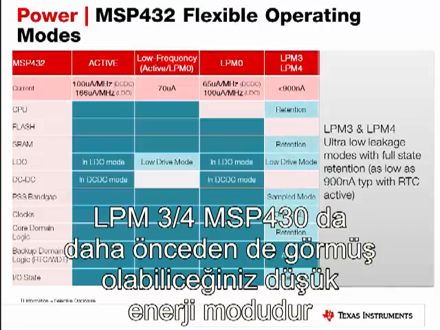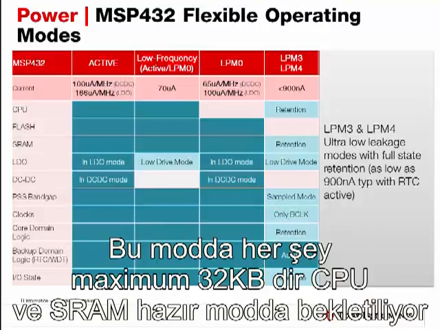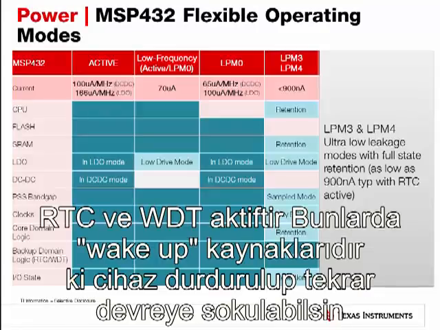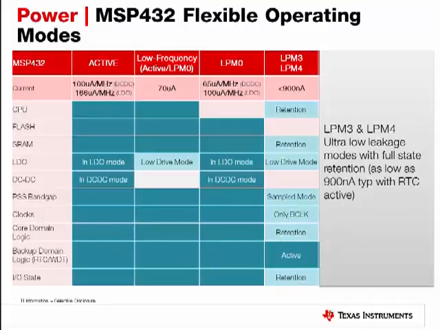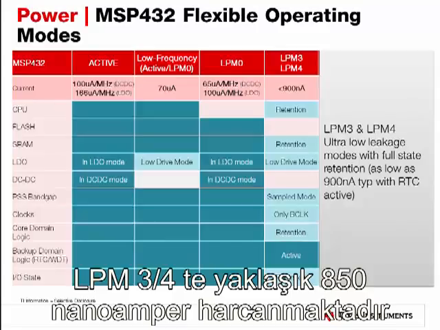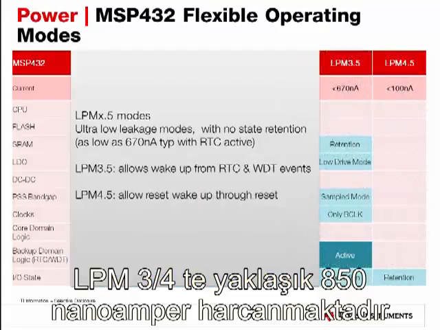Next, LPM3 and LPM4 are also low power modes that you might have seen on MSP430 before. In this mode, everything in the system must be operating at at most 32 kHz. There is no CPU running. However, SRAM is retained, and you do have RTC, watchdog, and GPIO active. Those are the possible wake-up sources that can interrupt and return the device to active mode. In LPM3, MSP432 can consume around 850 nanoamps.